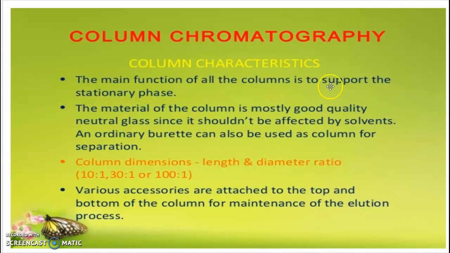Column characteristics. There should be some characteristics for a column. The main function of all columns is to support the stationary phase. Of course, the material of the column is mostly good quality neutral glass since it should not be affected by solvents. An ordinary burette can also be used as a column for separation. Column dimensions, length and diameter, are given in a ratio 10:1, 30:1 or 100:1. Based on our usage or the number of components we are taking to separate, we will use the length. So whatever the length, the diameter is always 1 unit.